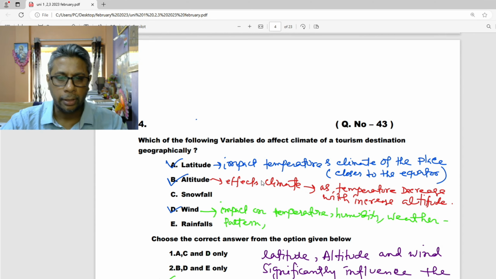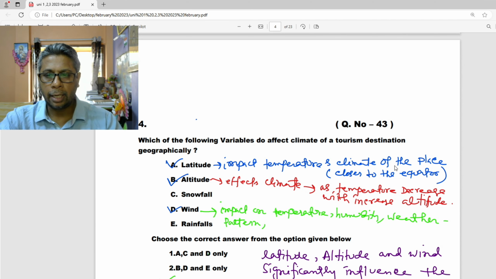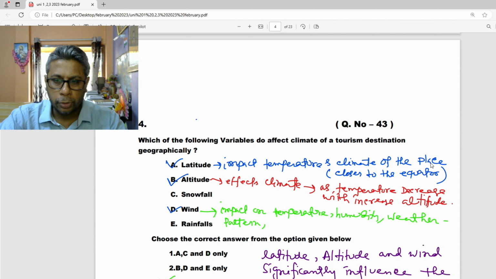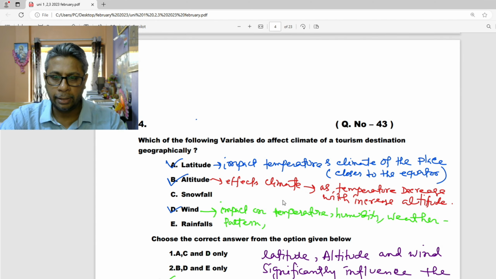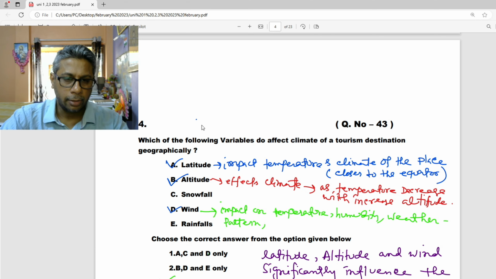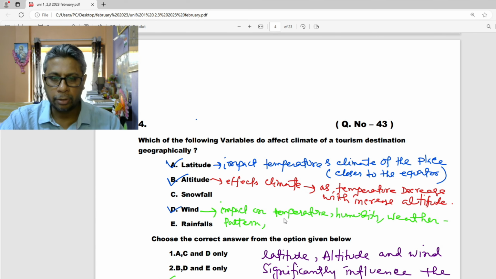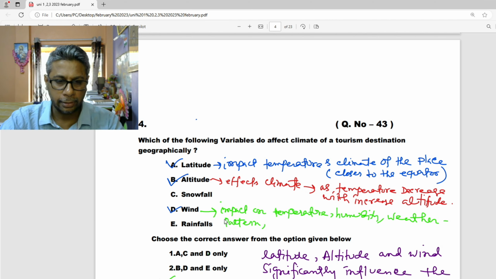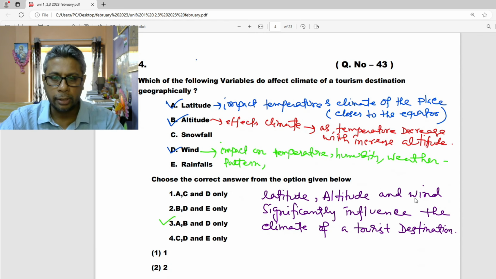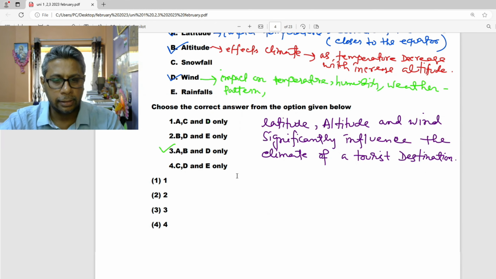Number one, latitude impacts temperature and climate, with places closer to the equator being warmer. Next, altitude affects climate, as temperature decreases with increased altitude. And third, wind impacts temperature, humidity and weather patterns. These are the three important factors affecting the tourist destination geographically. Latitude, altitude and wind significantly influence the climate of a tourist destination.